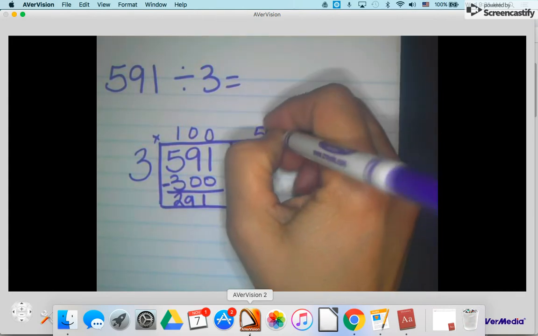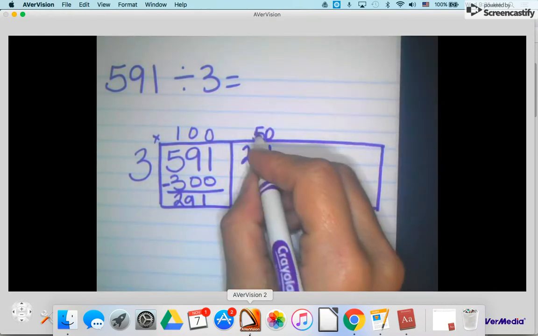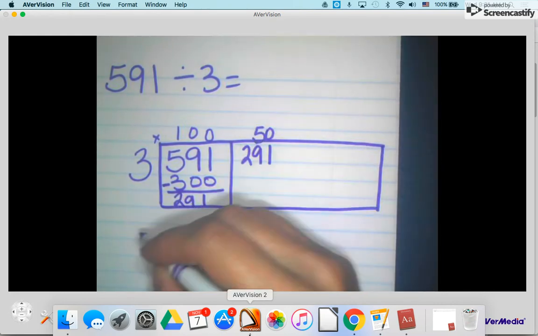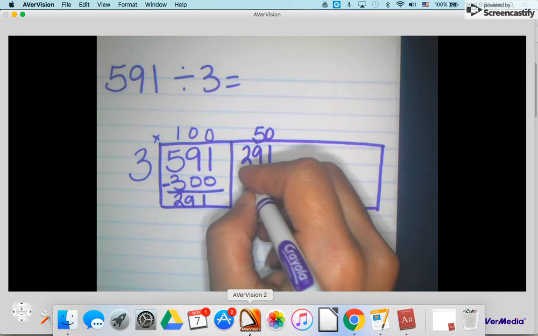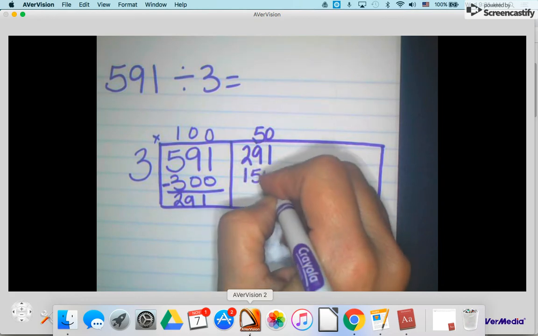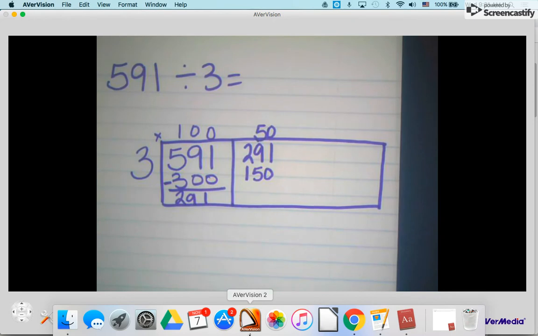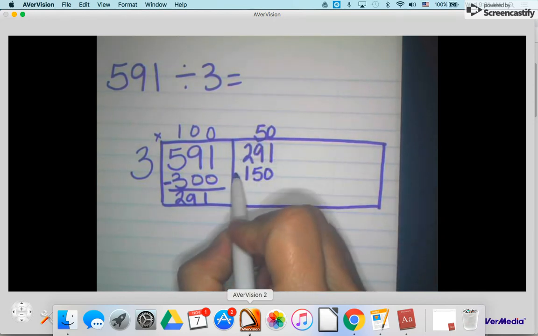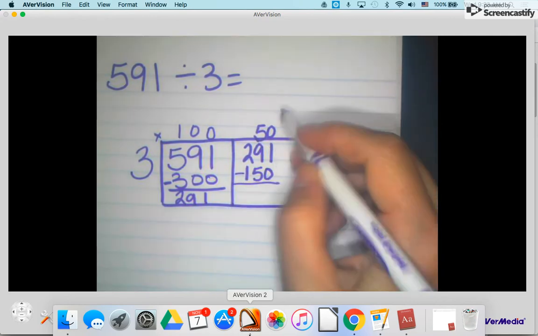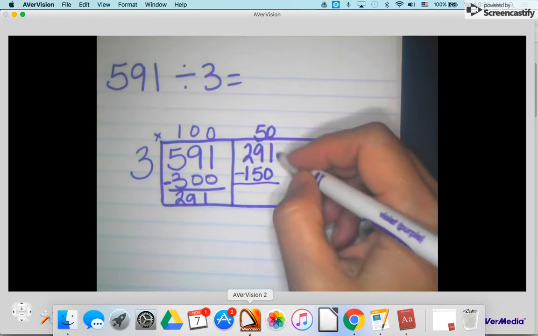So we're going to take out 50 groups of 3. 5 times 3 is 15. So we know 50 times 3 is 150. Very good. Now what do I do with those two numbers? Subtract. Good. So I'm going to do 291 minus 150. 121. Very good. We always subtract going down.